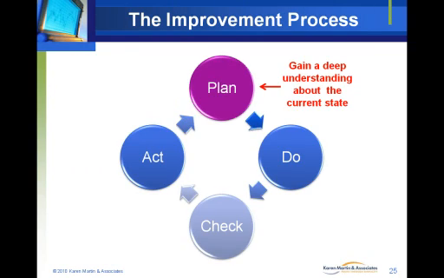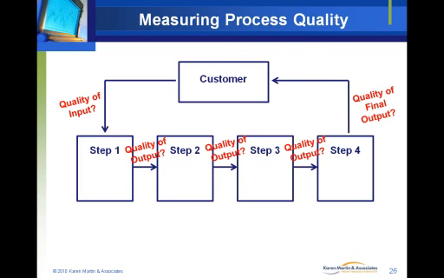So PDCA is the structure we use in the Lean world. DMAIC is the structure used in the Six Sigma world, and there are some corporate-specific change methodologies out there as well. It's all basically trying to drive the scientific method into problem solving. So whichever one you use, as long as you use it, that's good. So plan, do, check, act. The first thing with planning is gaining a deep understanding about the current state. Don't even try to solve a problem until you understand truly the current state.